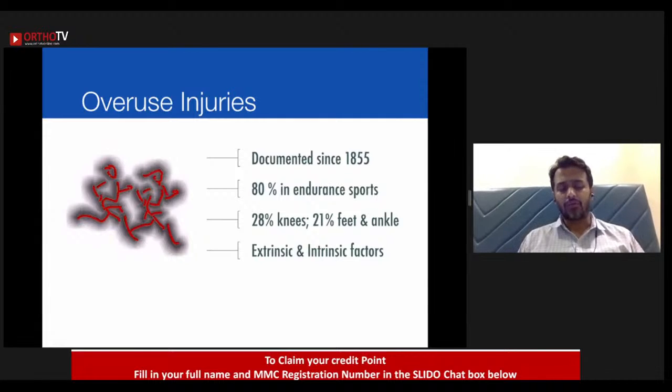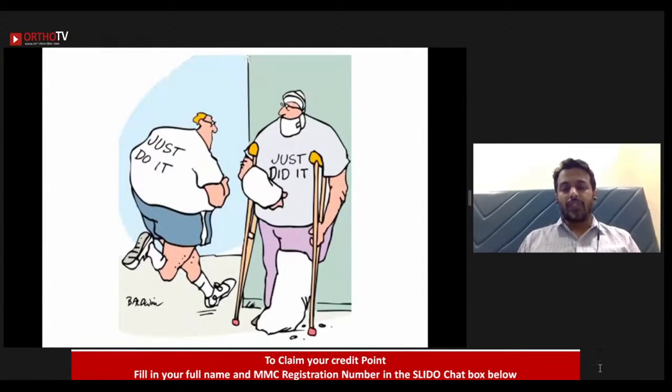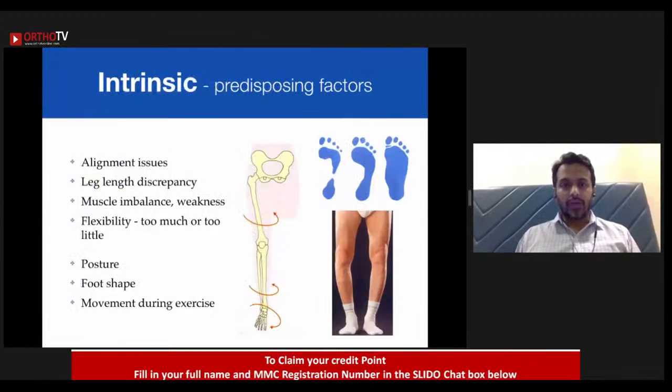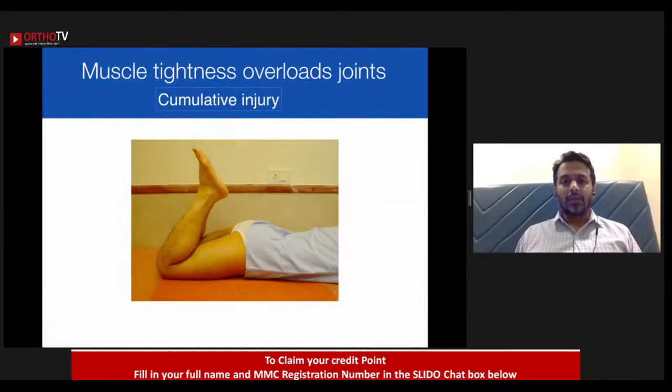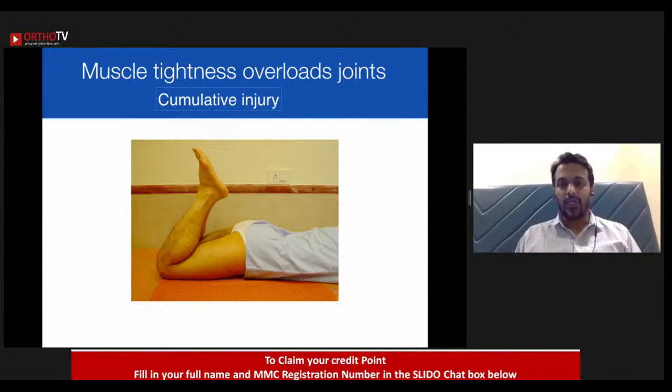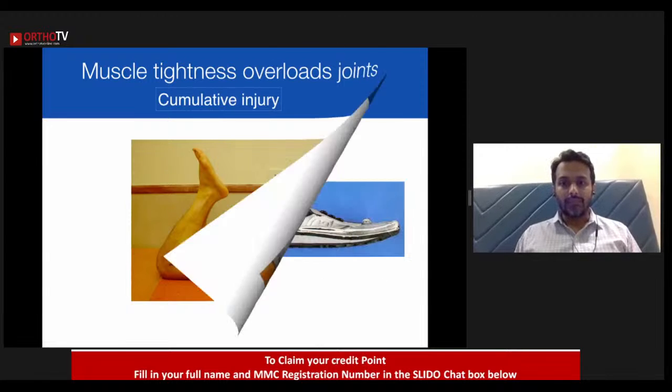And as Milind sir pointed out, for any chronic problem, there can be extrinsic and intrinsic factors. There's a big difference between what we say, just do it, and just did it and ending up in a fracture. So etiology can be intrinsic or extrinsic. Intrinsic factors can be alignment, limb length discrepancy, muscle imbalances, weakness, flexibility too much or too little, posture, foot shape, and movement during exercises. Sometimes muscle tightness overloads the joint and adds to a cumulative load, like tight calves and tight quadriceps. You see bodybuilders having those flexed attitudes. That is not always good for fitness.